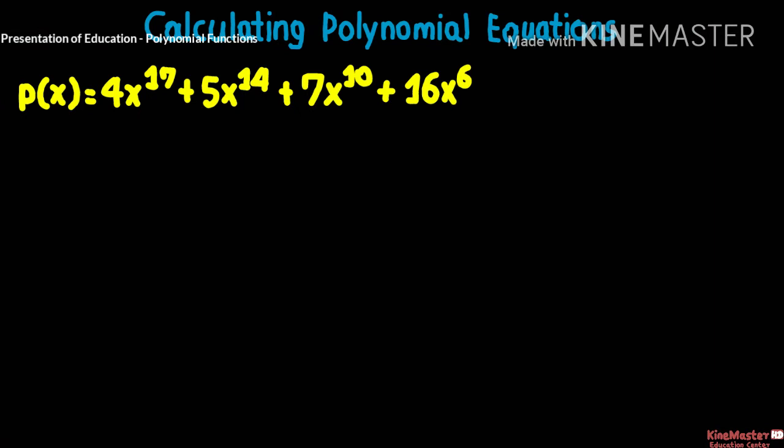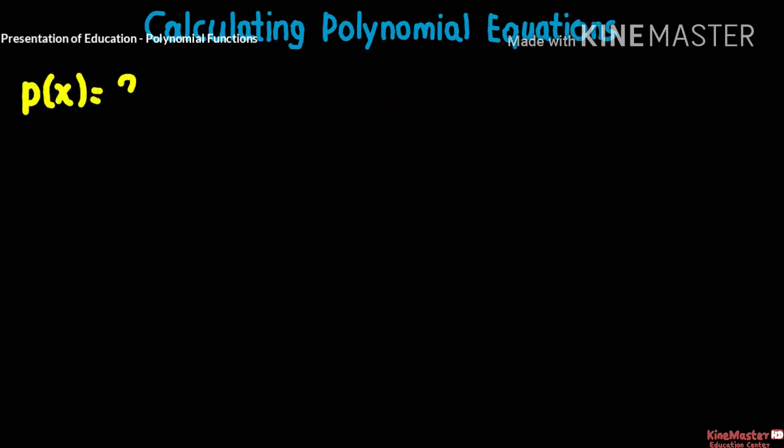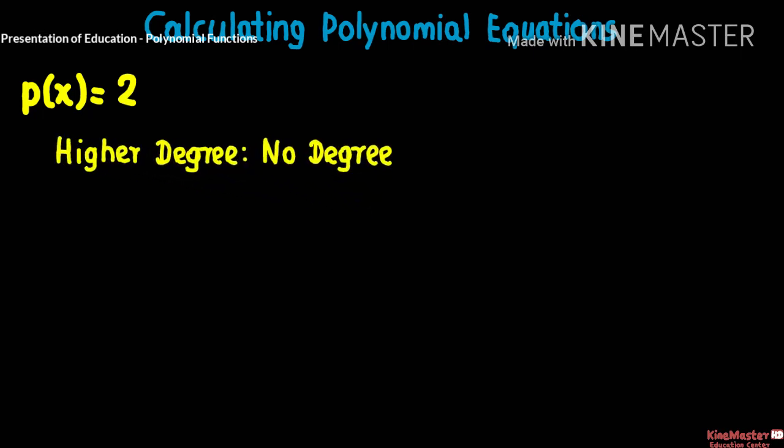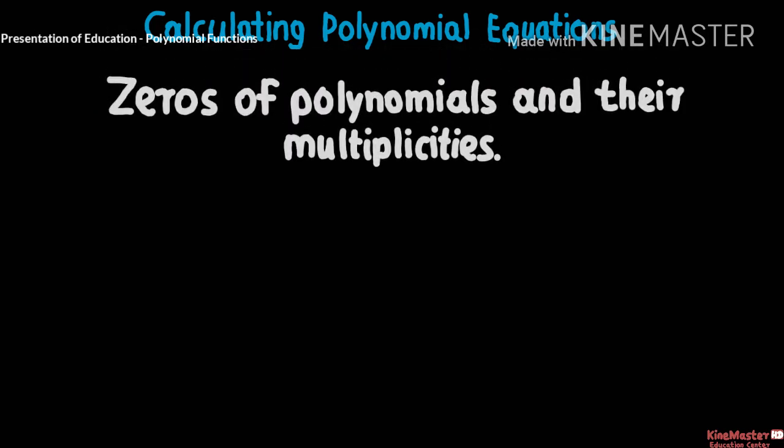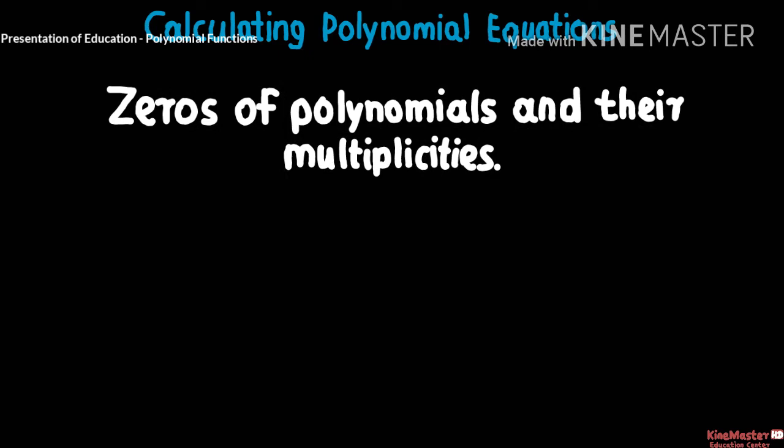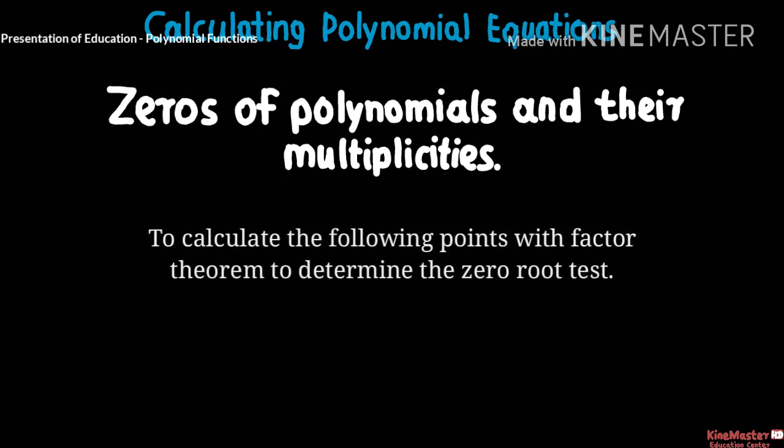When we're calculating with polynomial equations, we can use, for example, p of x equals x to the power of 17 plus 5x to the power of 14 plus 7x to the power of 10 plus 16x to the power of 6. So the highest degree is 17. Now let's go to the zeros of polynomials and their multiplicities.